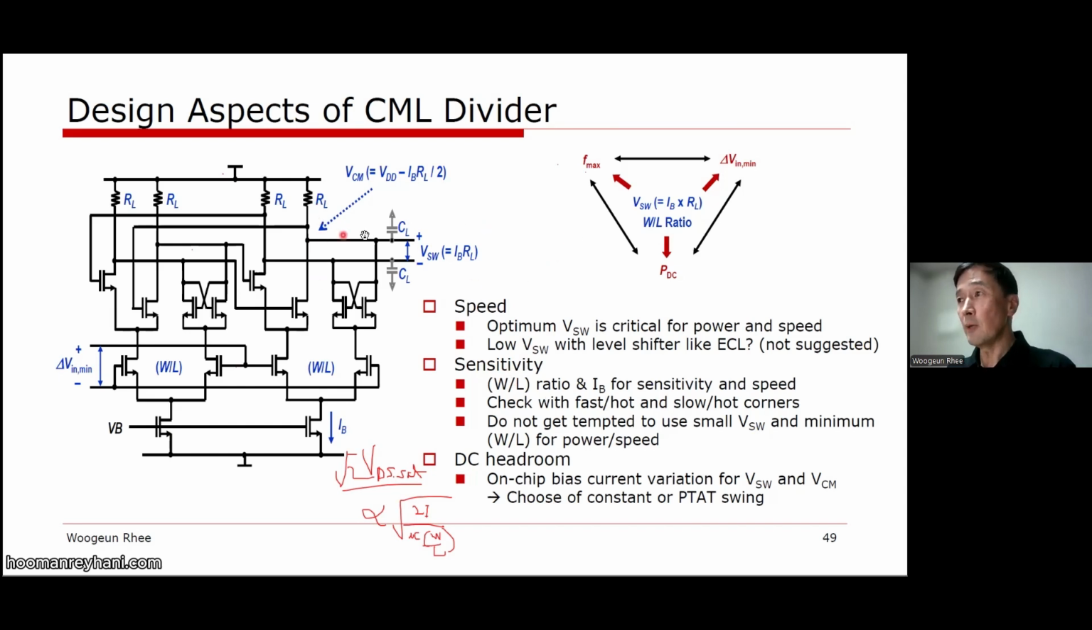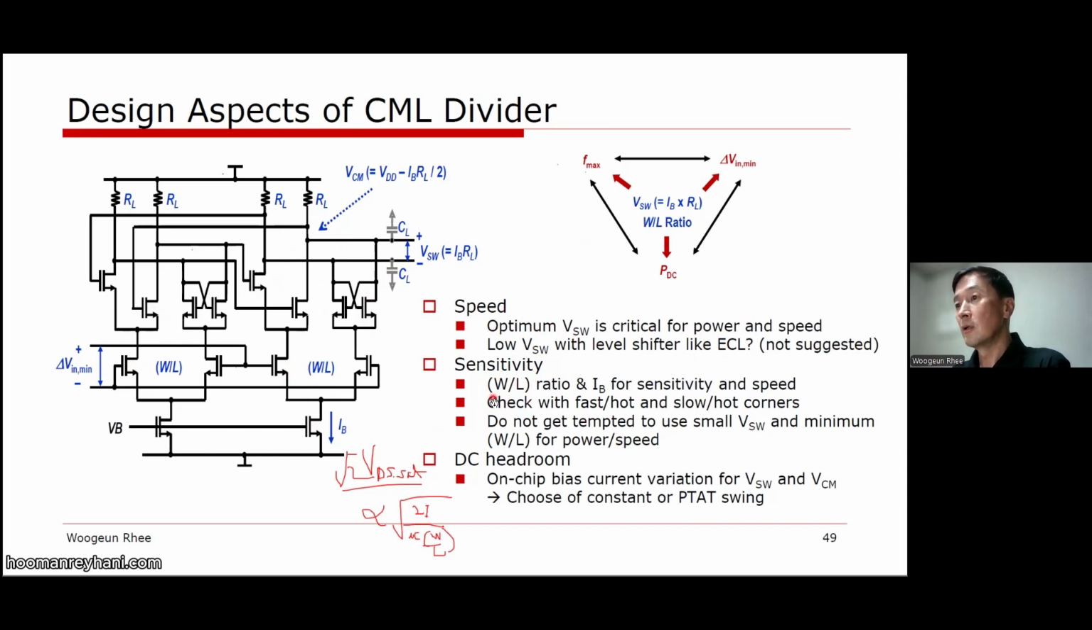And when you increase the current, the sensitivity will also get worse. So this is a very important part. Low V-swing is not suggested. And do not worry too much about saturation mode like ECL. Never ever put the level shifter like a source follower, like emitter coupled logic, because in CMOS source follower is not good for high speed design.